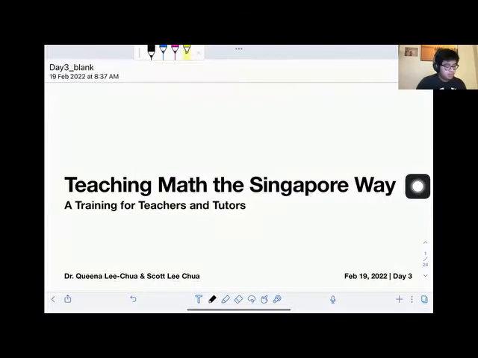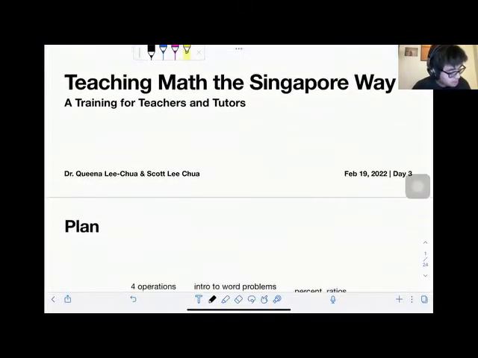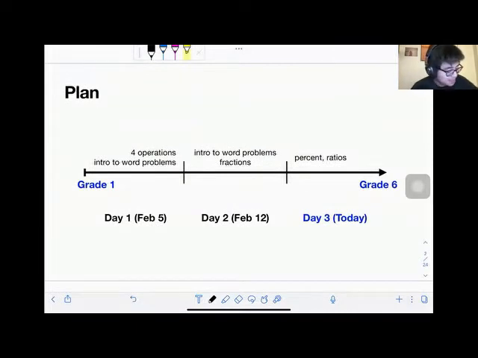Yung slides. Okay. So day 3 na po tayo with teaching math the Singapore way. Sabi nga ni Ma'am, malayo na po ang nilakbay natin from day 1 3 weeks ago, no? So ano po yung nagawa natin? Yung 4 operations, intro to word problems, at umabot po tayo sa fractions. And now to complete the topic, we will continue into mga percent tsaka ratios.